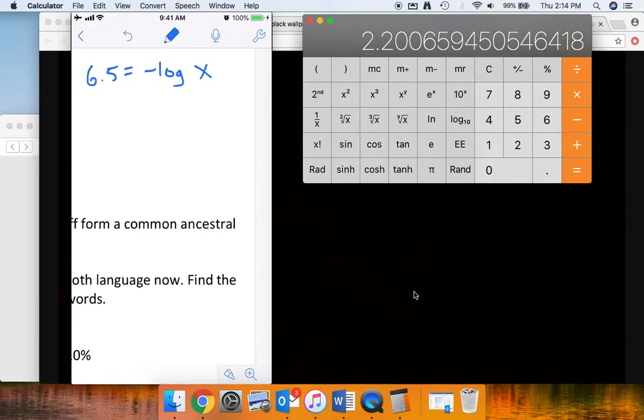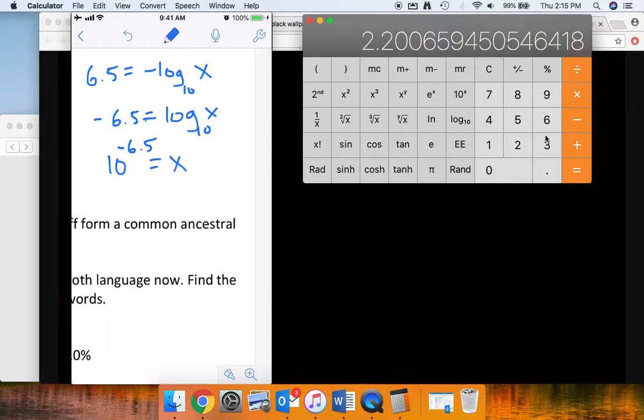Alrighty, let's convert this. Let's throw in our 10, and let's make our circle. So we have 10 to the 6, oh, and my apologies. We have to get rid of the negative first, right, because it's negative 1. So let's multiply both sides by negative 1. Negative 6.5 equals log base x, right? Now we'll make our circle. So we have 10 in there. 10 to the negative 6.5 equals x.